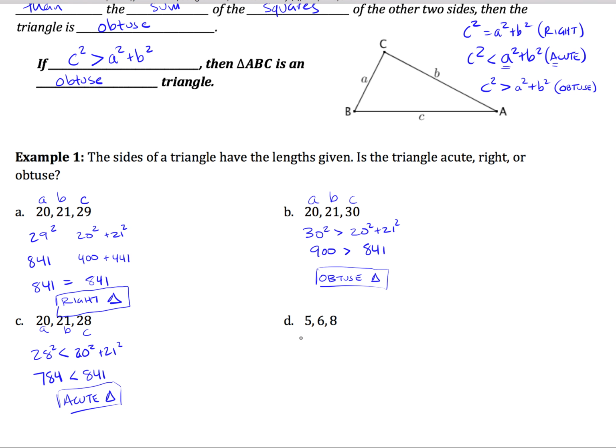Now if you want, you can pause right now and try 5, 6, and 8 and see whether that's acute, right, or obtuse. So if you want to hit pause right now, you can try that.